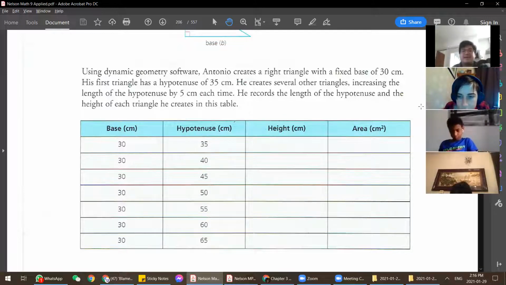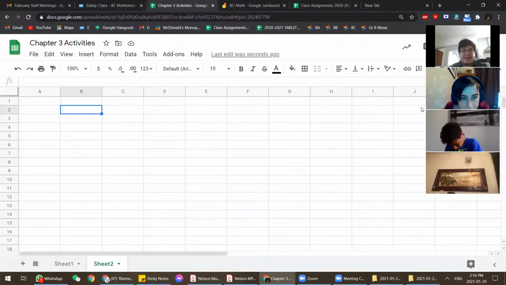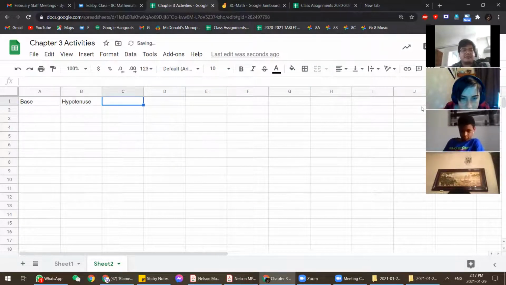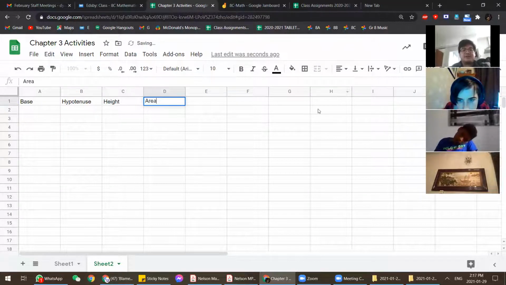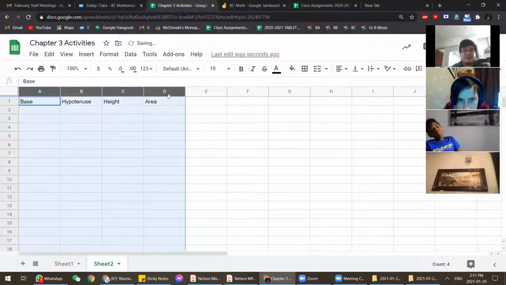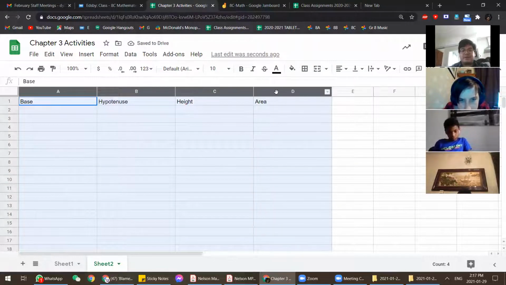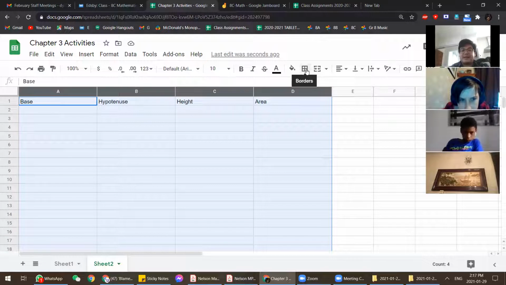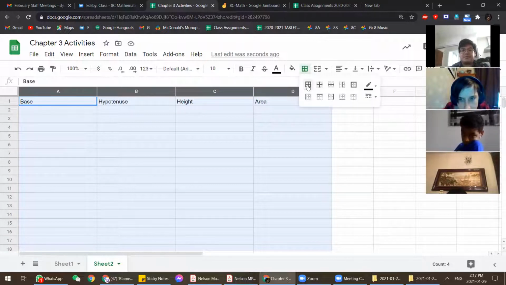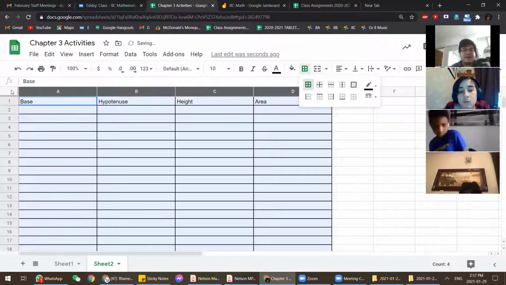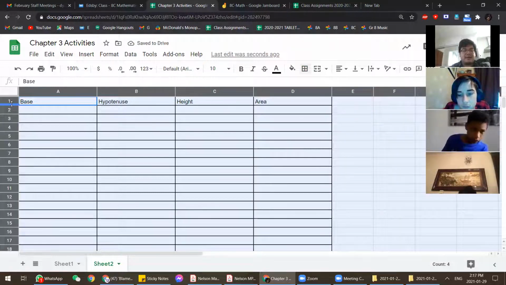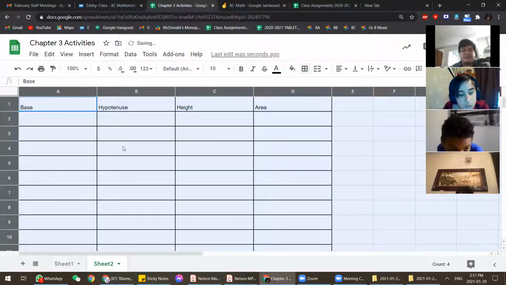So we have base, hypotenuse, height, and area. Let's do base, hypotenuse, height, and area. I'm just going to use the numbers in the textbook to help us calculate. To help us, we can select the 4 columns on top, and I can click this borders button to draw some borders, and then maybe do a little bit thicker lines.